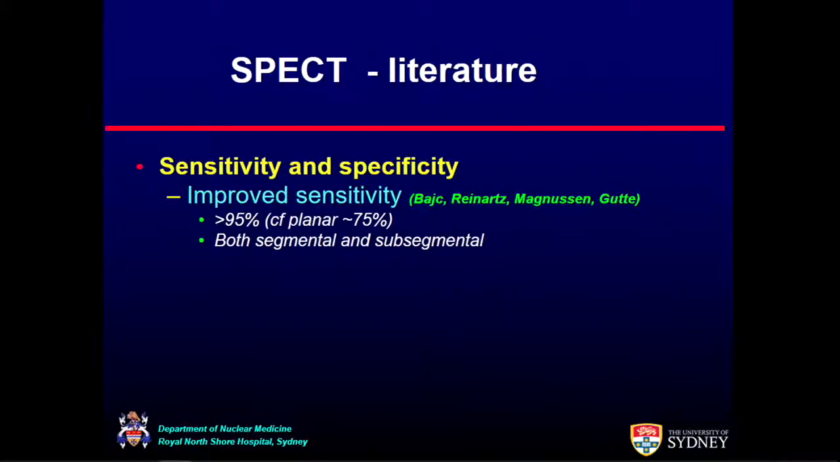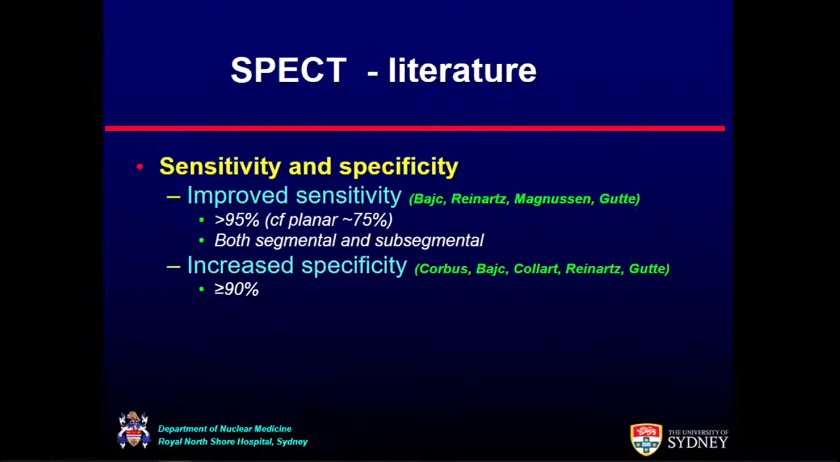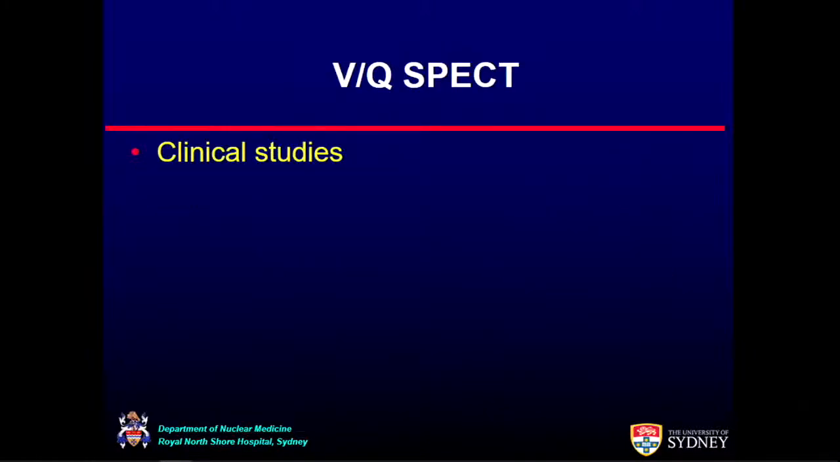Now, the literature supports that, and in the interest of time, I'm just going to summarise it. But certainly all of the papers, which I've quoted there, show an improvement in sensitivity, typically from around 75% up to 95%. And a few of the authors of these papers are sitting in the front few rows at the moment. And this is not just at the subsegmental level, but also at segmental. There's also an increase in specificity, and that's been consistently shown.